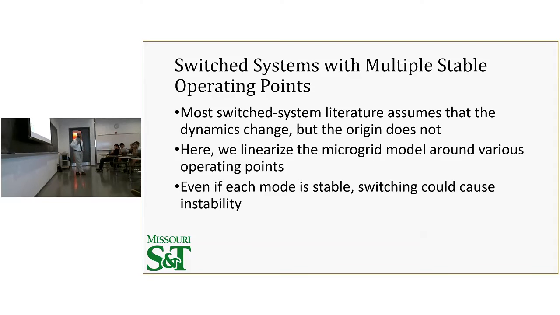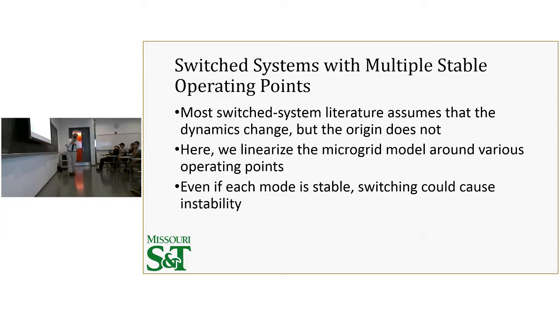So let me start with the coordinated case. This is more general than just the microgrid or grid connected inverter case. But if we have a switch system with multiple operating points, how do we speak about its stability? Well, most switch system literature assumes that you have a system whose dynamics change, but you're always concerned about the same steady state operating point, the same stable origin, right? The origin doesn't change when you switch.